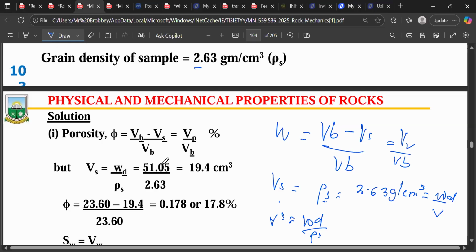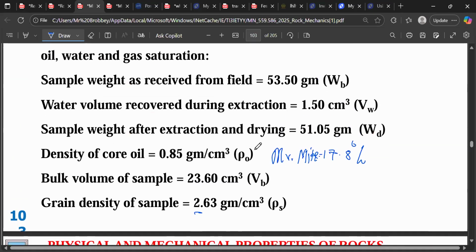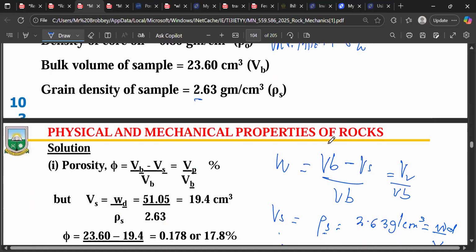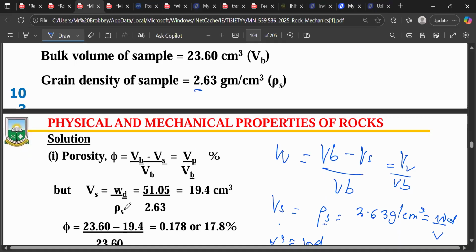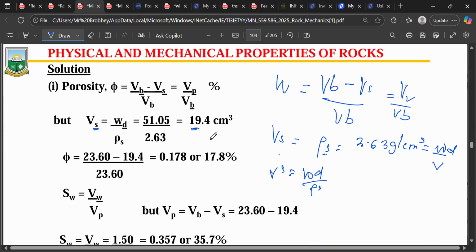Now we have the value of W dry, which is 51.05 grams. And then we have the density of 2.63, and that one too is given. So we can just put them here, and then we are going to have our volume as 19.4 cubic centimeters. So Mr. Mike mentioned this, so that means that we are on the same road.